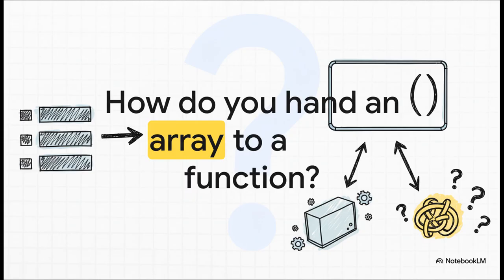So the question is this: how do you actually hand an array over to a C++ function? It seems pretty basic, right? You've got a collection of data, and you just want another piece of code to do something with it. But as you're about to see, the C++ answer is where things get really interesting.